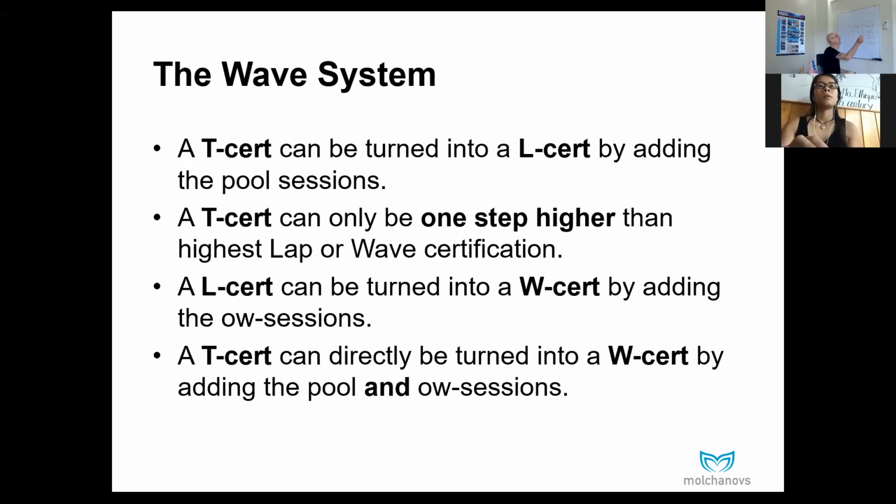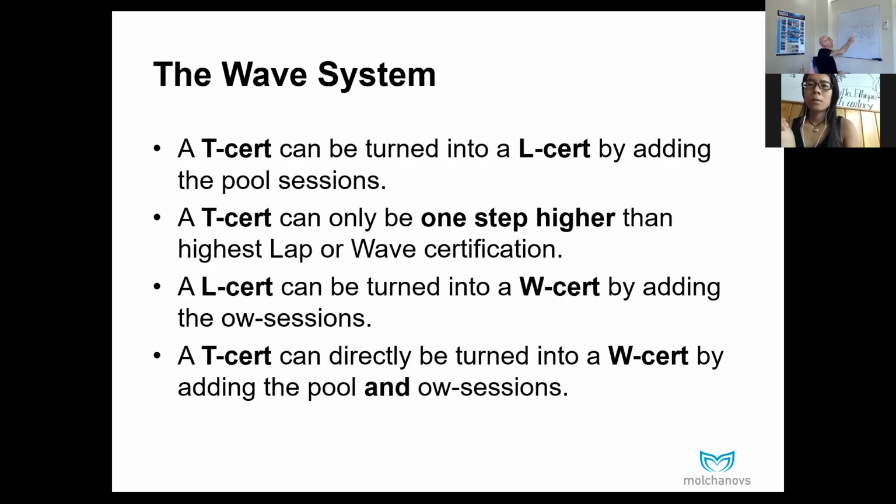So what does it mean? If I have a wave 1, wave 2 students, I can only do the T3 certification. After their T3 certification, they need to complete the lab 3 or the wave 3 to continue with the T4. It's impossible for them to do this. This is not allowed.